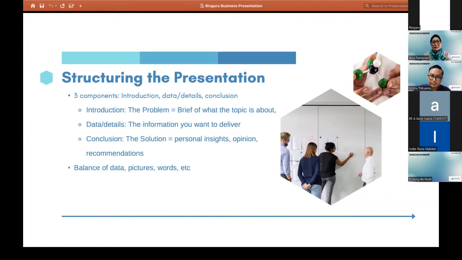So lastly, balance of data, pictures, and words, okay? Like I said before, just keep everything in a balance. If it's too much data, it's gonna be boring. If it's too many pictures, it's gonna be not professional. Too many words, people are gonna be tired of reading. So they wanna focus on the speaker, yeah? So keep everything in a balance.